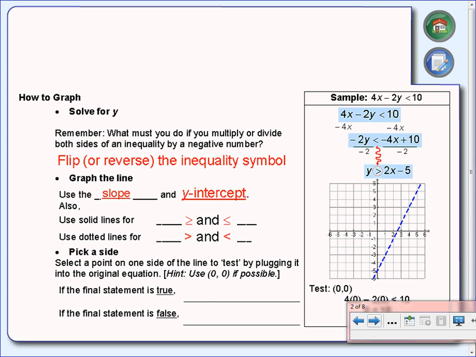So sometimes you're going to shade to one side of the line. Sometimes you'll have to shade to the other. So how do you determine what side to shade? Well, there's a couple of ways that we can do this. One of the methods is picking a side.